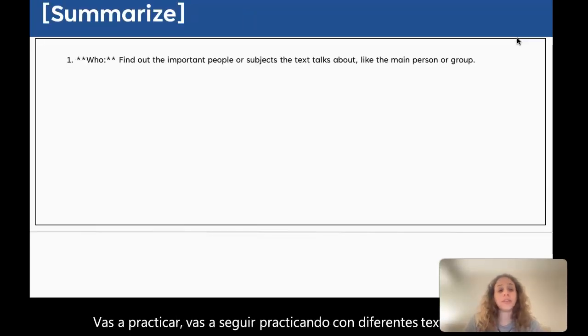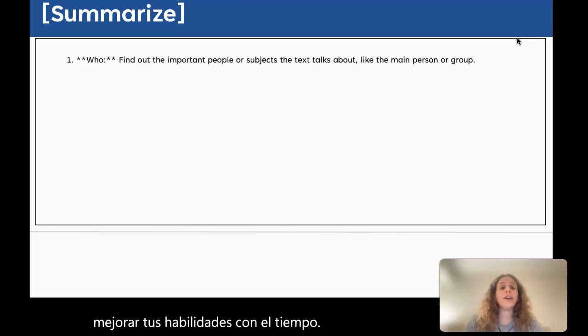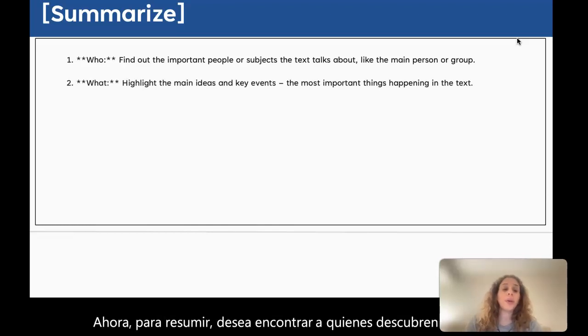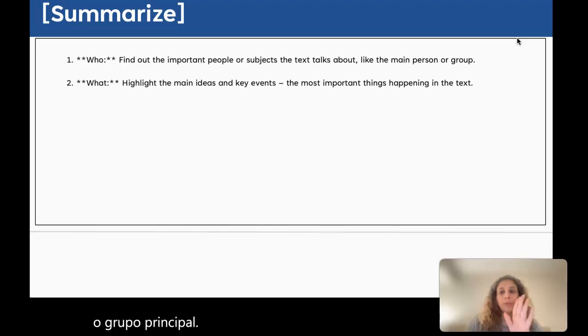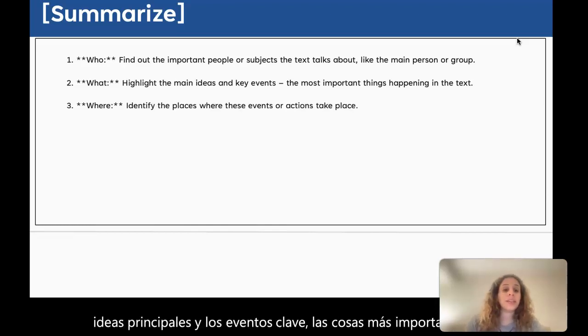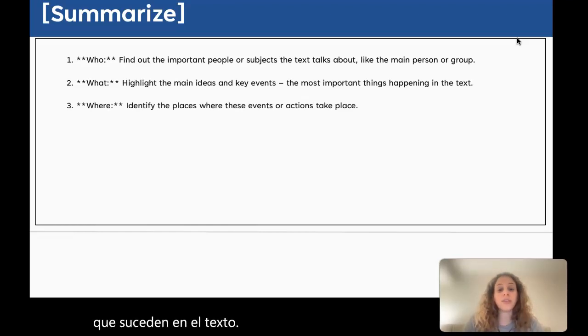Now to summarize, you want to find the who. Find out the important people or subjects the text talks about, like the main person or group. Find the what. Highlight the main ideas and key events, the most important things happening in the text. Next is the where. Identify the places where these events or actions take place.